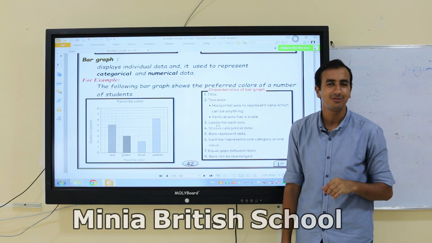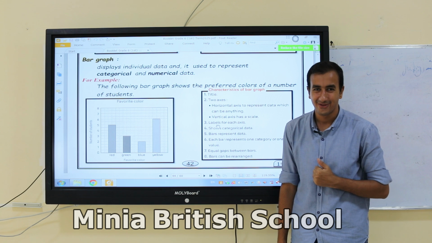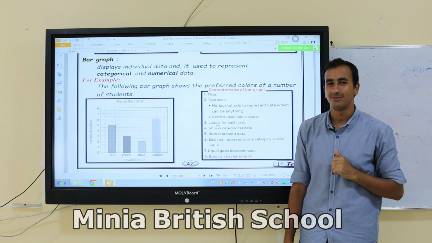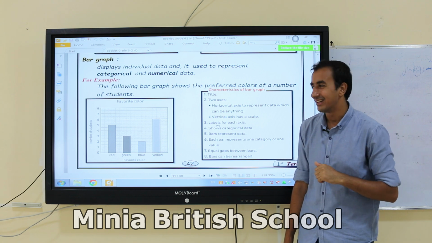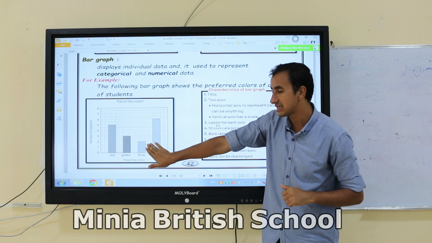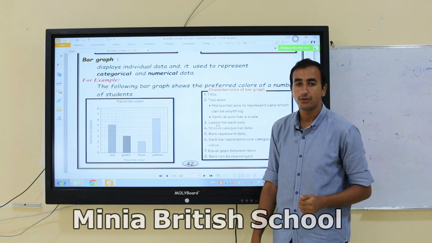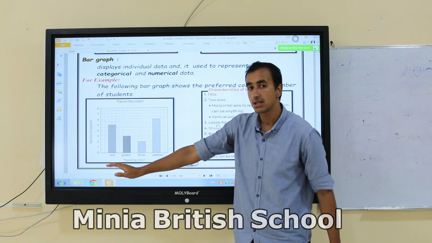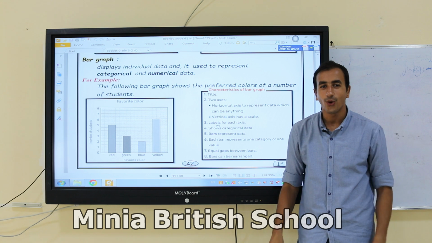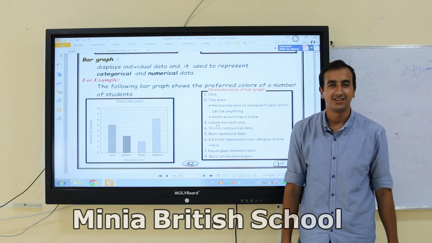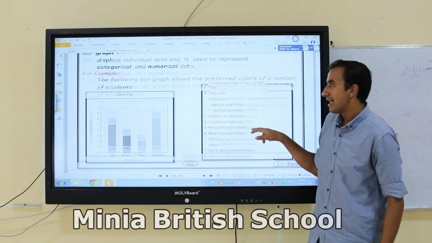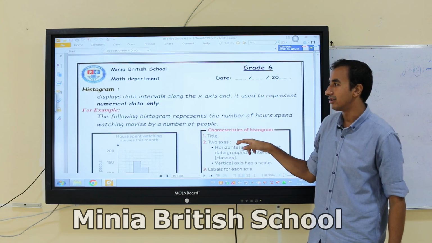Who can tell me what this graph is? You talked about it in grade 4 in the second term. Remember, if between these two bars there are no gaps, two bars beside each other, it's called a double bar graph. Yes.